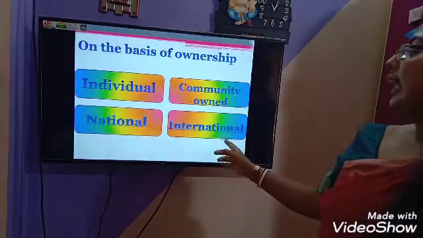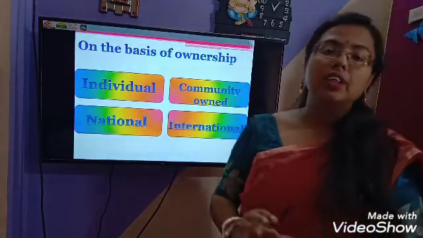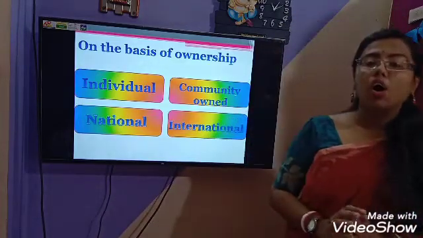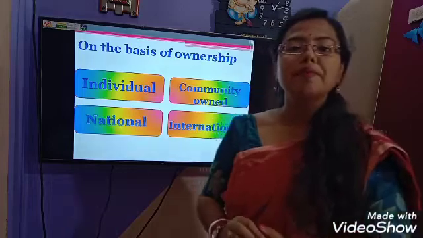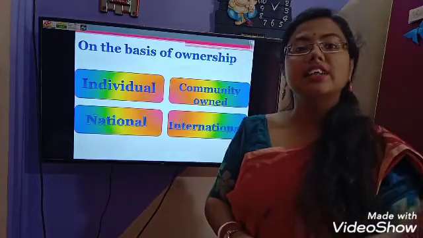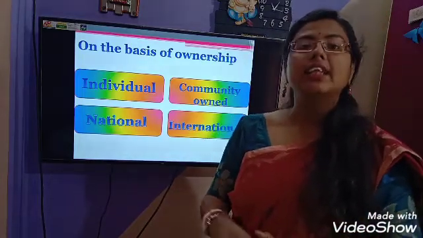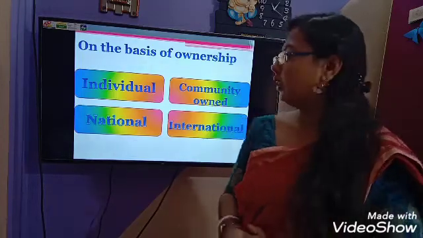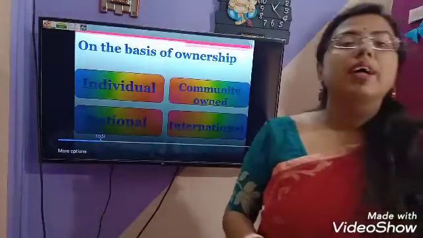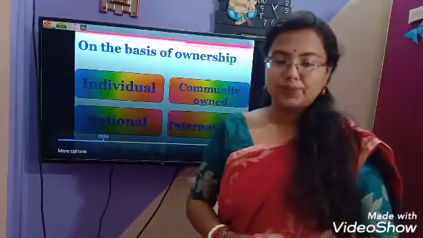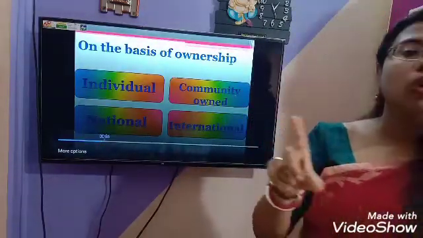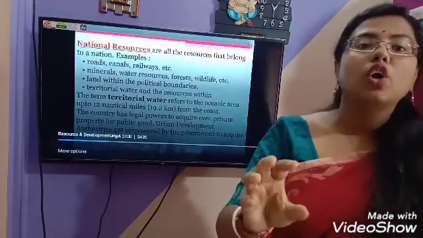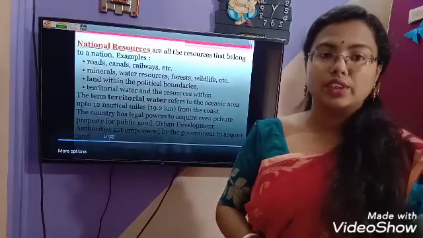Okay. Next is national resource. The national resources are those which are undertaken by the government. That means these are government property, like our national highways. These are national resources. Next, some international resources. That means not only one continent or one country is the owner of that particular resource.